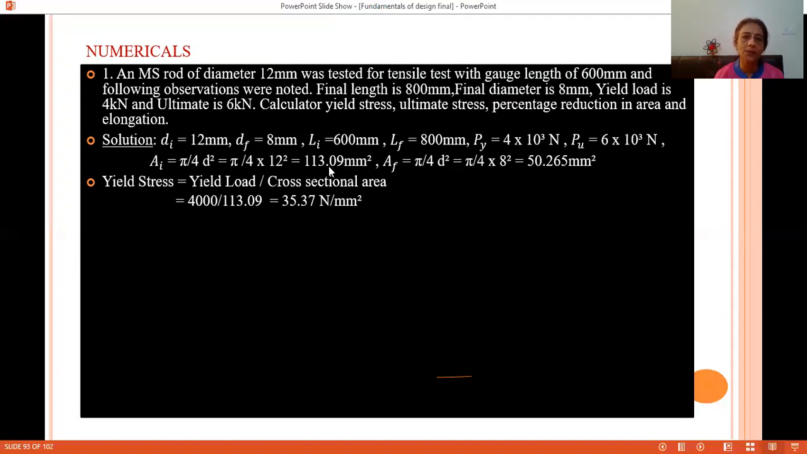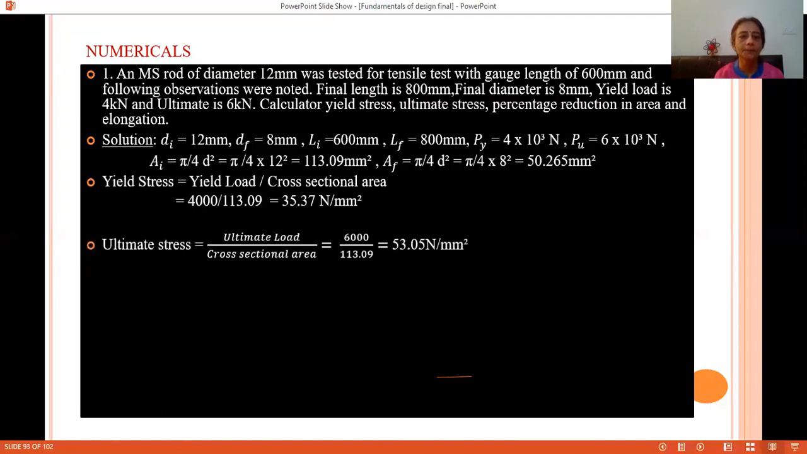Similar to this, to find the ultimate stress, we will use formula ultimate load upon original cross-sectional area. After substituting values of ultimate load and original cross-sectional area, we will get ultimate stress equal to 53.05 Newton per mm square.